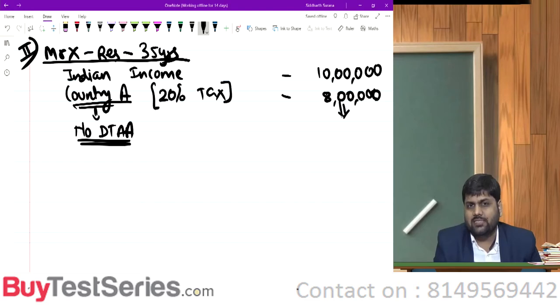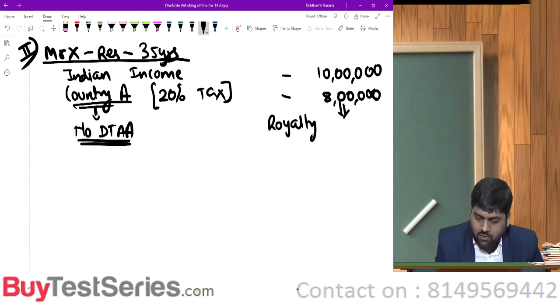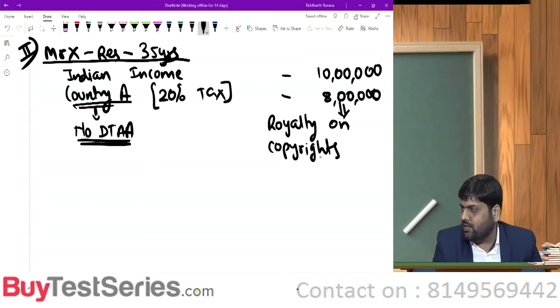The addition to my example is slightly this much: the 8 lakh that he has earned in country A is income in the nature of royalty on copyrights. 8 lakh is in the nature of royalty on copyrights.